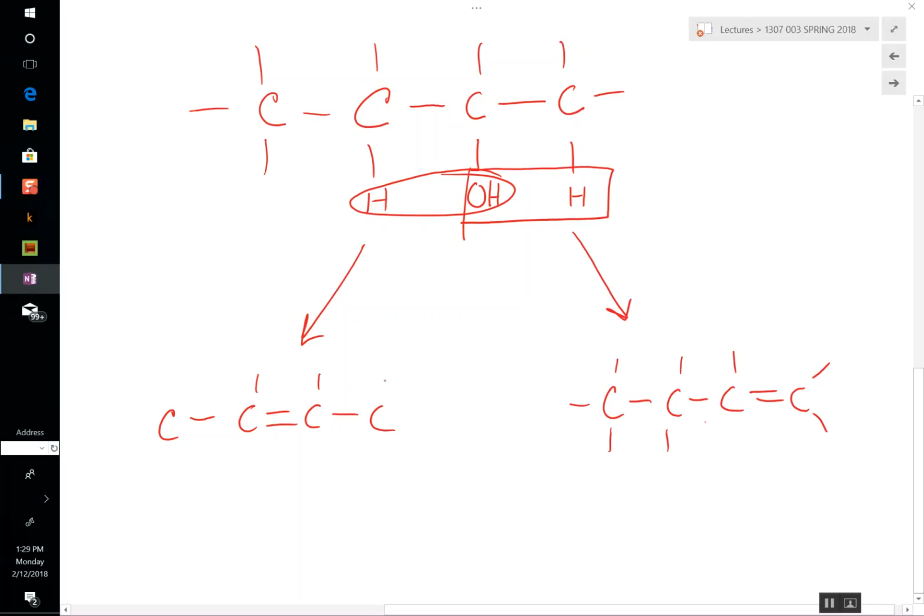Are those different? Yes, they're different molecules. This is 2-butene. Cis or trans, we don't know right now. But this is 2-butene, and this is 1-butene. Those are two different products. All right, so one of these is a major product. This one. And one is the minor product.